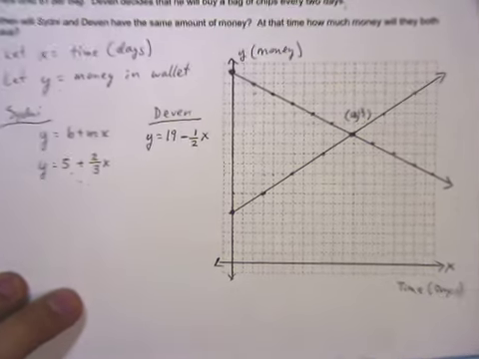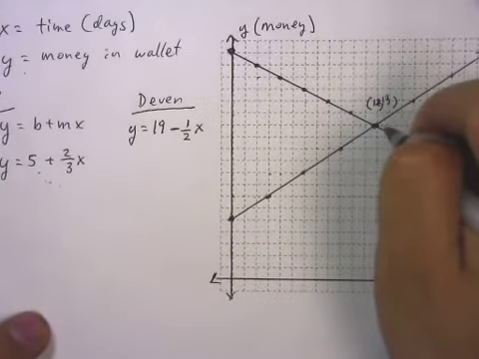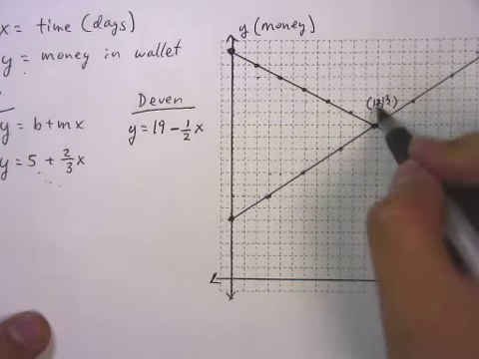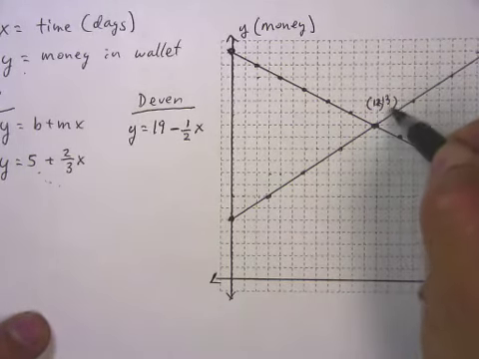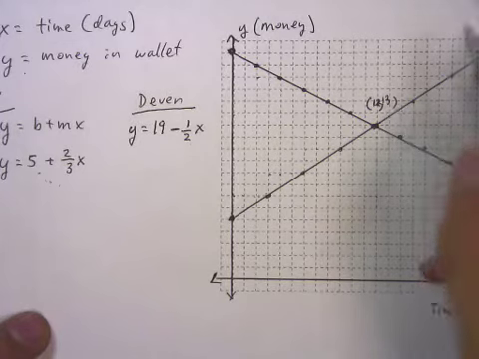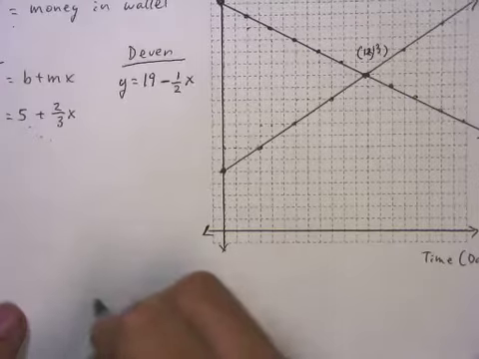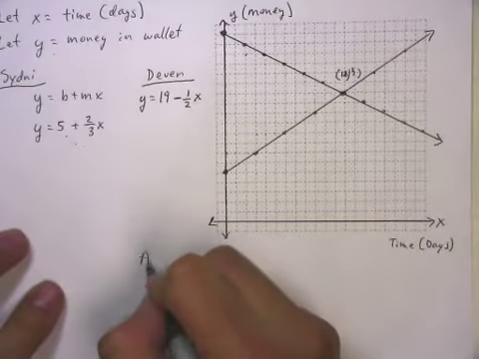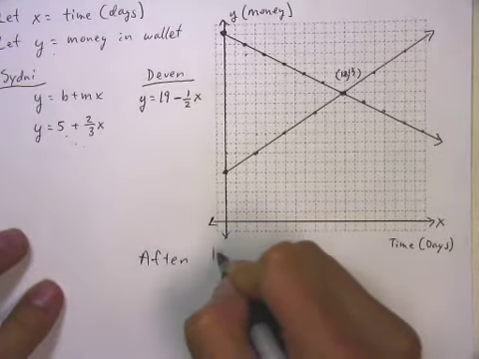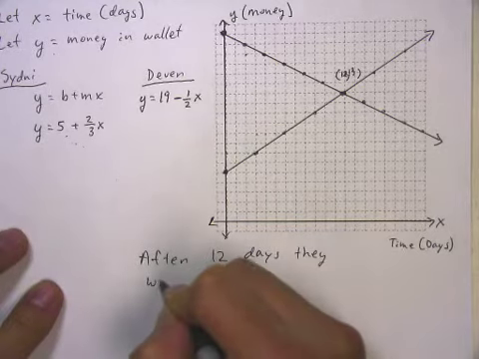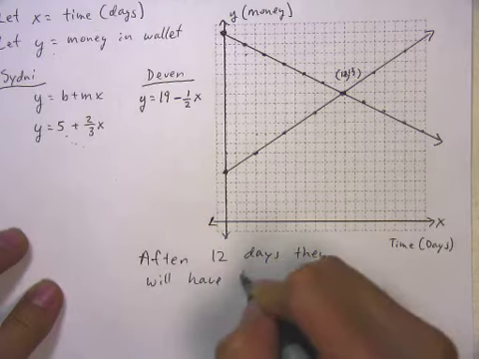Sorry about the bell and the announcements. Ignore that. But this point where the two lines cross is (12, 13). So what does that mean? Well, remember, our x value, that's the time, and the y value, that's the money. So what this is saying is that, let's write this down here. We're saying that after 12 days, they will have the same amount of money.